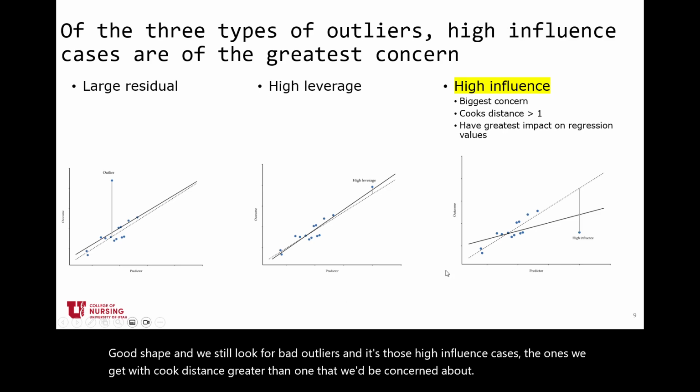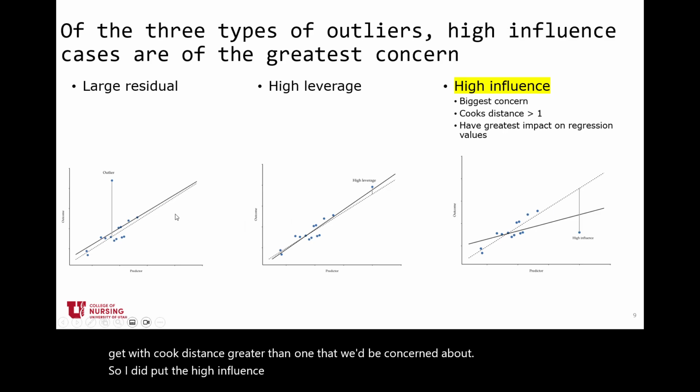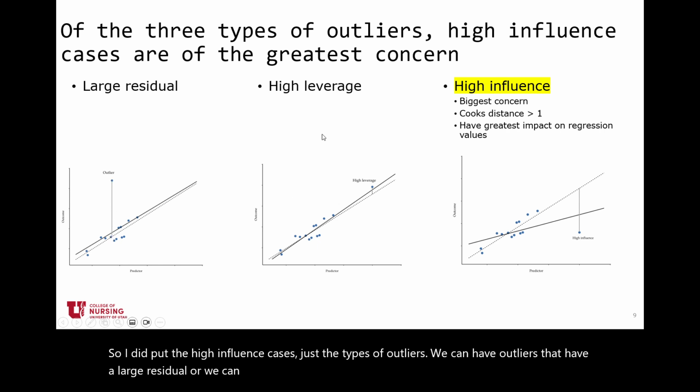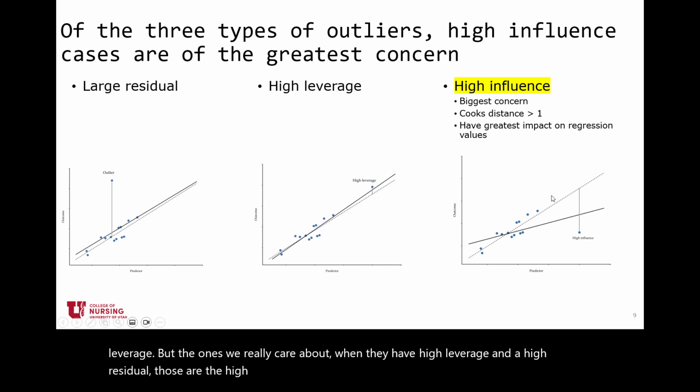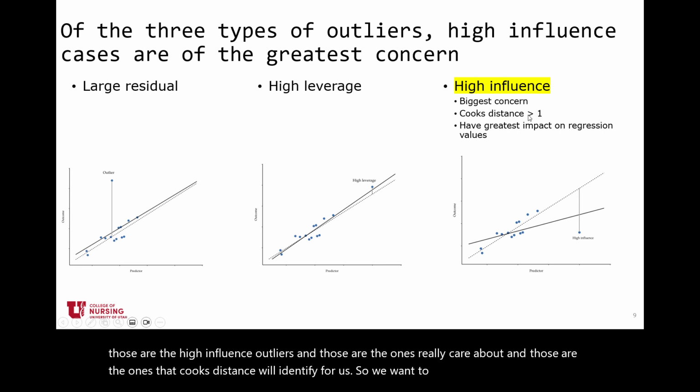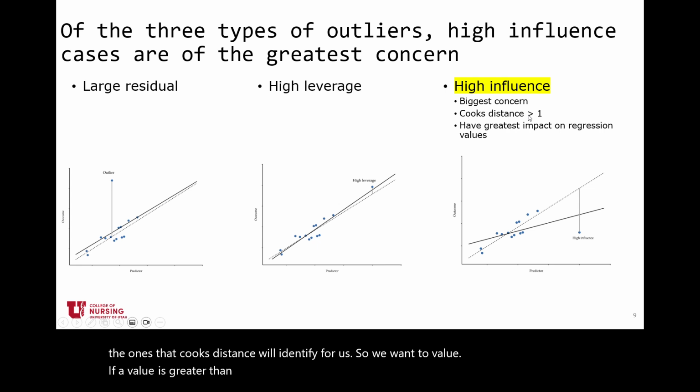So I did put the high influence cases, just the types of outliers. We can have outliers that have a large residual, or we can have outliers that are farther away from others. They call that high leverage. But the ones we really care about are the ones with both high leverage and a high residual. Those are the high influence outliers, and those are the ones that Cook's distance will identify for us. If a value is greater than 1, then it's problematic. So we want to be below 1 for that.